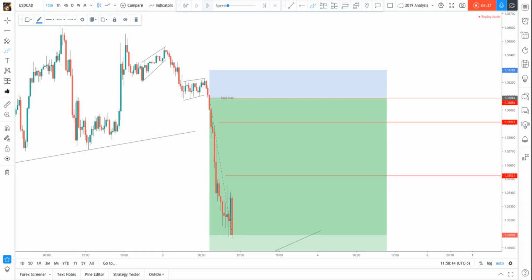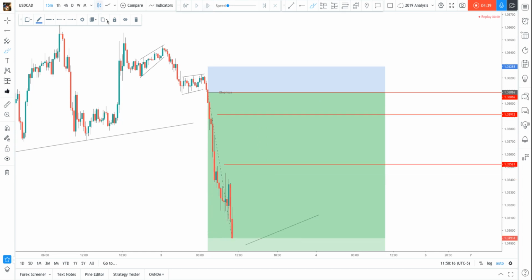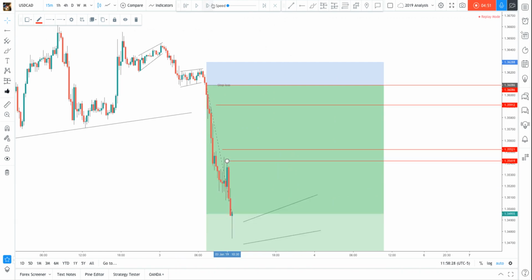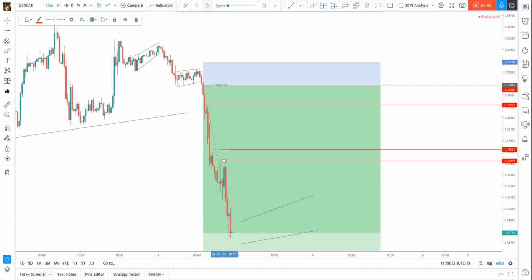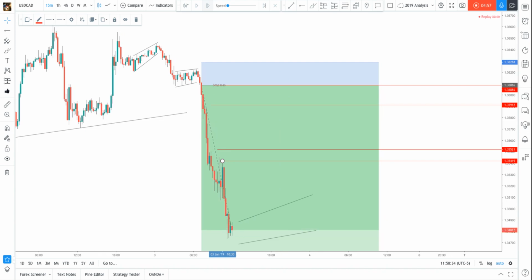Then we got this impulsive candle, so everything was looking good. Then I trailed my stop loss to fit in this high here. Not a huge difference, but I'll take a little bit more profit here, lock in as much as I can on a move like this. So as we continued impulsing down, things were looking good.